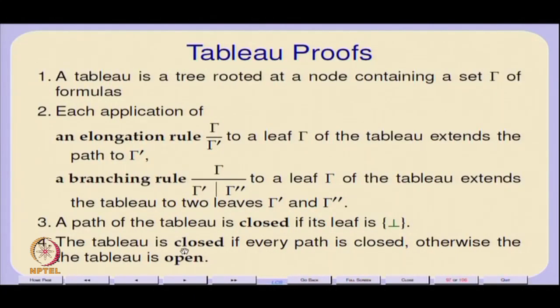The tableau is closed if every path is closed. So, essentially we should have got a set of leaves, all of which are bottom, otherwise the tableau is open, which means that there is at least one open path, such that to the leaf of that open path you cannot apply any rule.